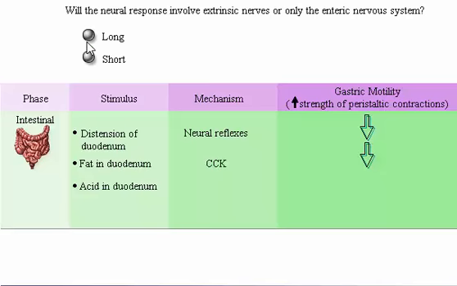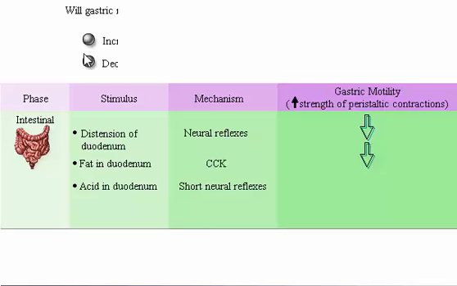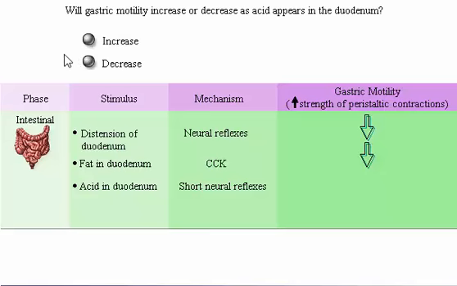Will the neural response involve extrinsic nerves or only the enteric nervous system? It's very fast and appears to be entirely intrinsic. Will gastric motility increase or decrease as acid appears in the duodenum?